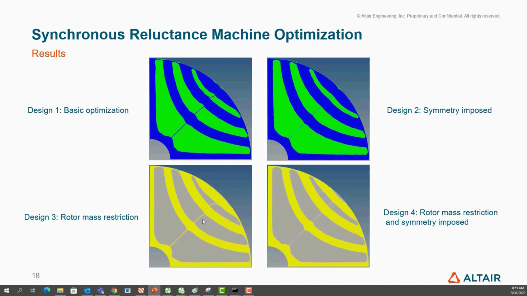And then the third one is with the rotor mass constraint. The windows have been reduced more to bring down the rotor mass volume by at least 20%, and this is how the rotor shape looks with the rotor mass restriction. And then with the implementation of both rotor mass and symmetry imposition, you'll see that the windows are equally optimized on both the bottom and the top sides, and also you'll see a rotor mass reduction.